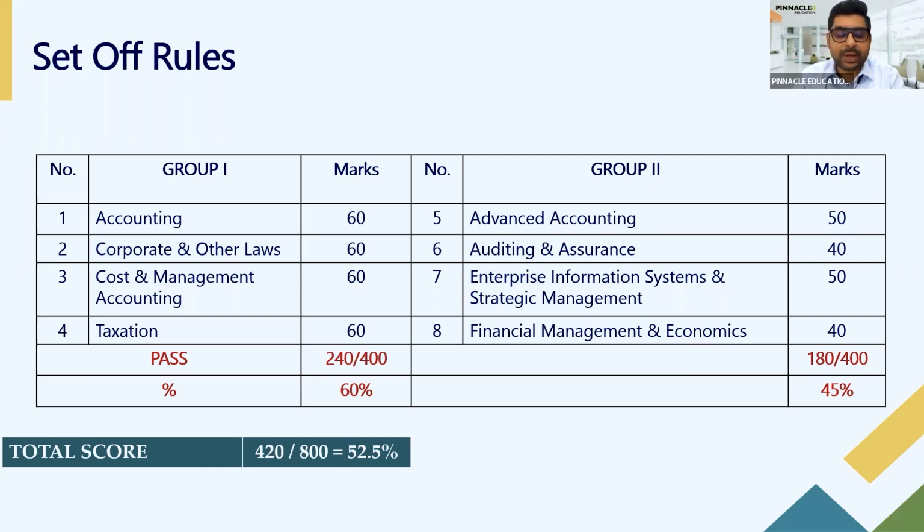When you have given both the groups together, less marks in one and high marks in the other helps you set off. Now, this advantage would not have been there had you given both the groups separately. Group one would have been passed, group two would have been failed. But since you've given all 8 papers together in the same attempt, as an aggregate, you've scored 52.5, you will be considered to be passed.